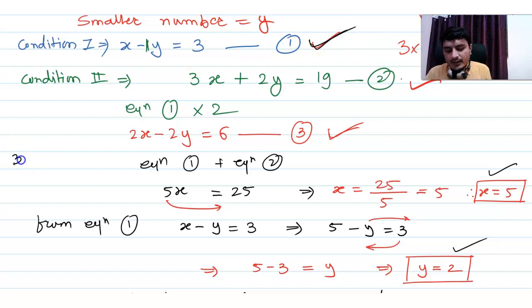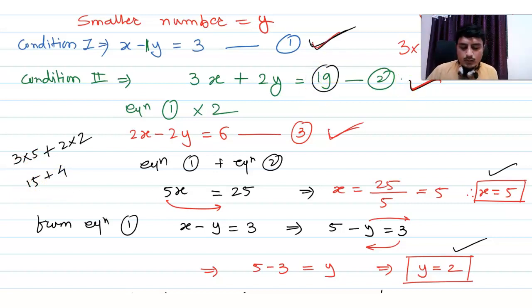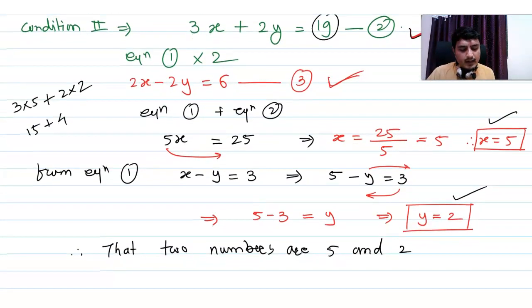While 3 times the bigger number, that means 3 times 5, plus 2 times the smaller number, that means 2. 3 fives are 15 plus 2 twos are 4. 15 plus 4 is exactly 19. So the second condition is also satisfied. So we can say our answer is correct. The bigger number is 5 and the smaller number is 2 here.